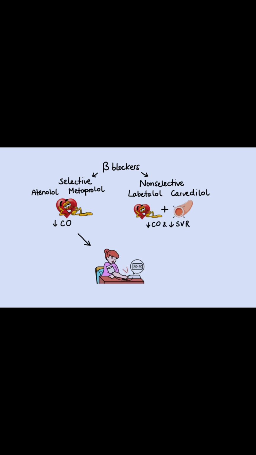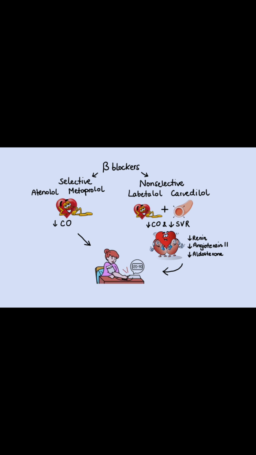Furthermore, beta blockers can inhibit beta-1 receptors present on the kidneys, and thus suppress release of renin, formation of angiotensin II, and secretion of aldosterone. So these effects result in decrease in systemic vascular resistance, and again, fall in blood pressure. To learn more about alpha and beta blockers, make sure you check out my video about adrenergic antagonists.